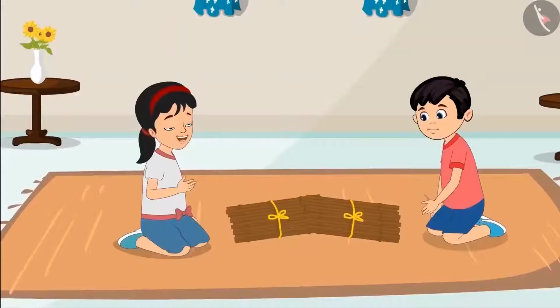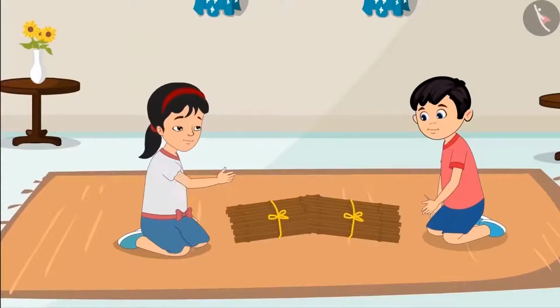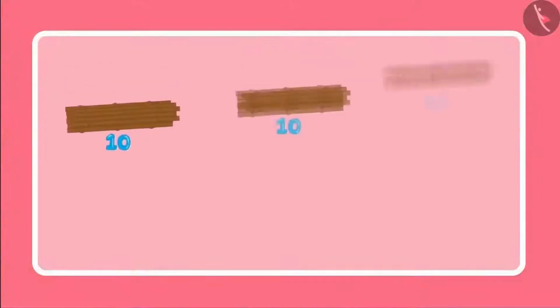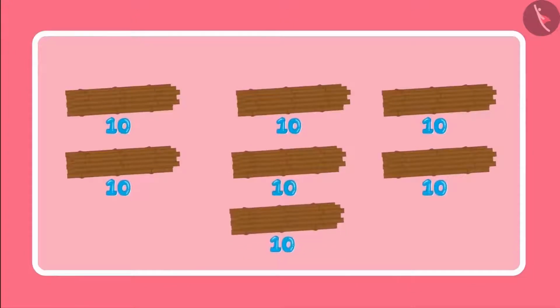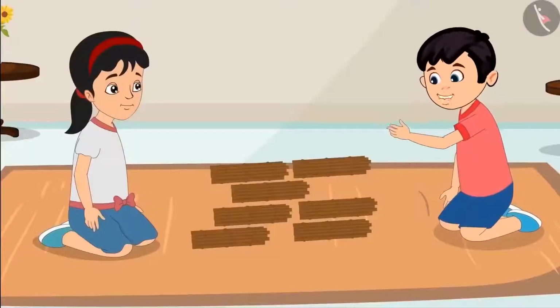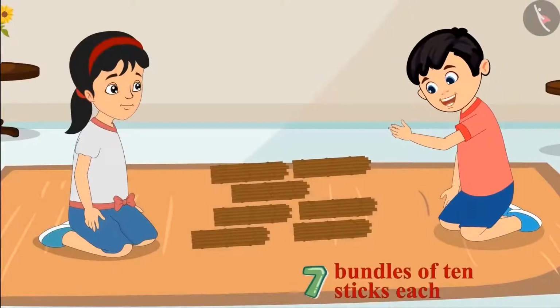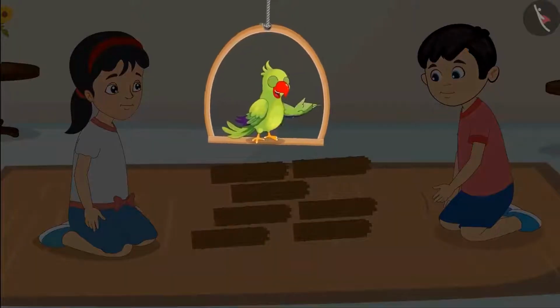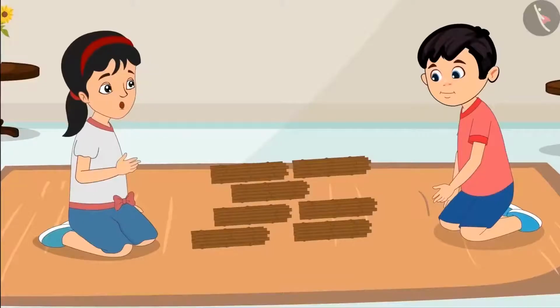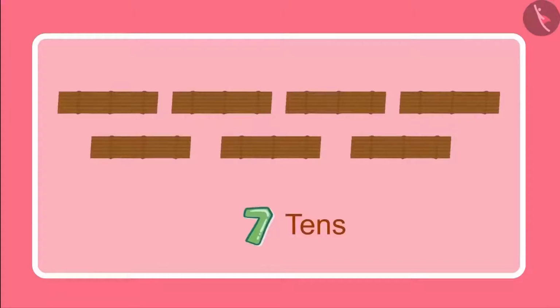Okay, Chotu, let us first count these sticks. And for that, let us make bundles with 10 sticks in each. Alright, Pinky. So we have 7 bundles of 10 sticks each. So children, can you tell how many sticks Chotu and Pinky have got in total? 7 bundles of 10 sticks each. This means we have 7 tens.